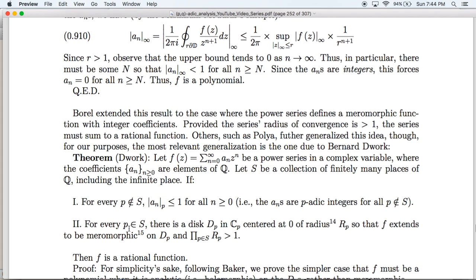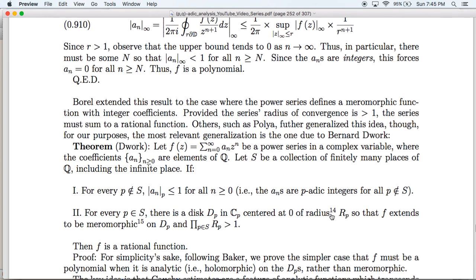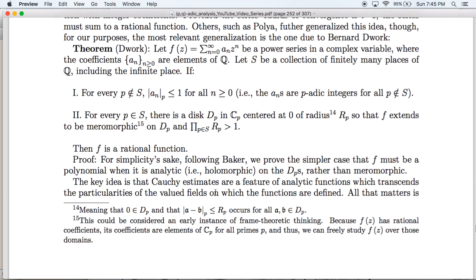For every prime in S, there is a disk dp in the p-adic complex numbers centered at 0 of radius rp, so that f extends to be meromorphic on dp. And moreover, if we take the product over all the primes in S of that radius, we then get that total product is greater than 1. In particular, this means that this disk contains 0, and for any two elements in the disk, the p-adic absolute value of their difference is at most rp.